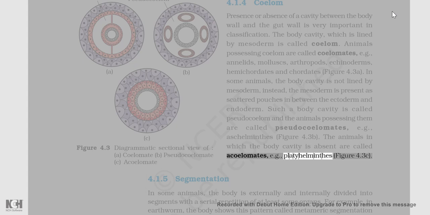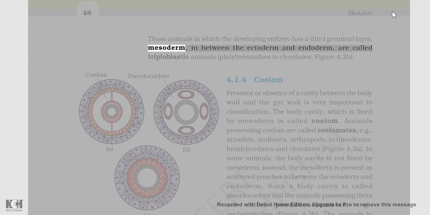Figure 4.3 Diagrammatic sectional view of a. coelomate, b. pseudocoelomate, c. acoelomate. Those animals in which the developing embryo has a third germinal layer, mesoderm, in between the ectoderm and endoderm, are called triploblastic animals, platyhelminthes to chordates, figure 4.2b.